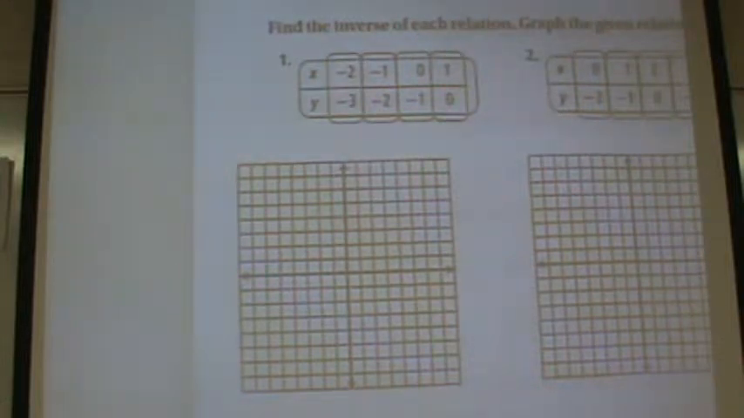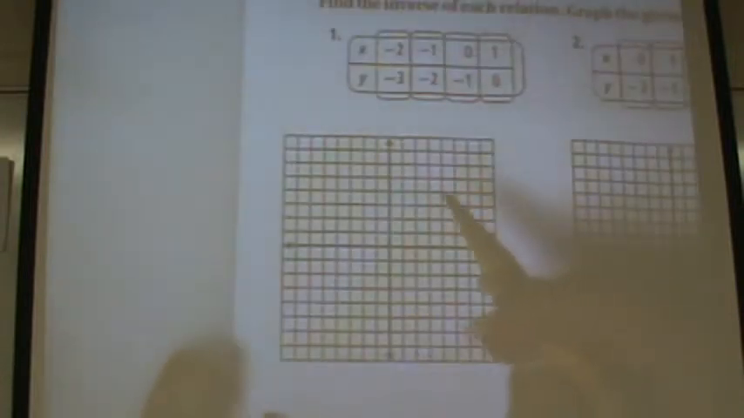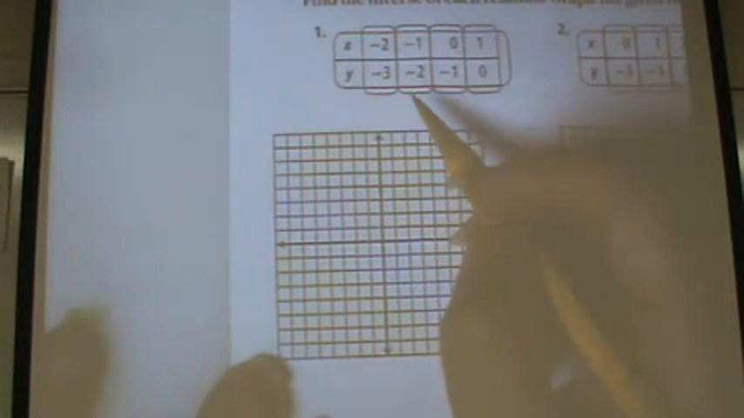Algebra 2, 6.7, day 1, inverse relations. We are going to take graphs, and we are going to graph the inverse of each relation. Now, we're not saying they're functions or not, we're just graphing, finding the inverse.